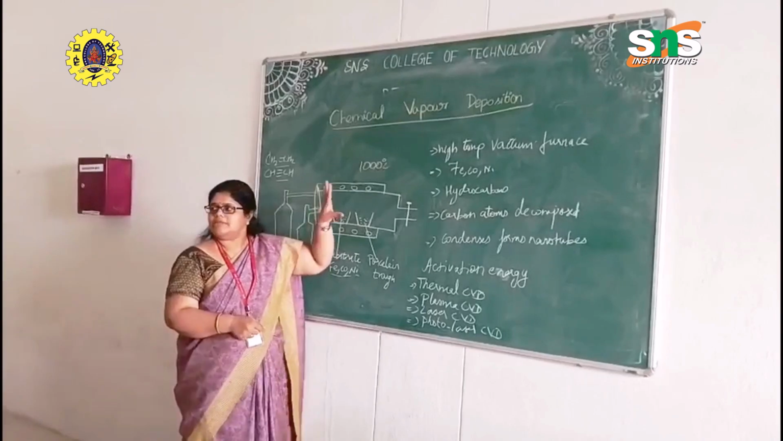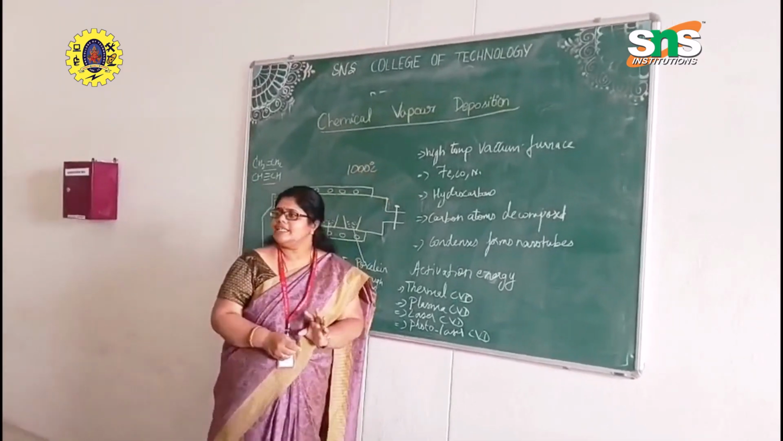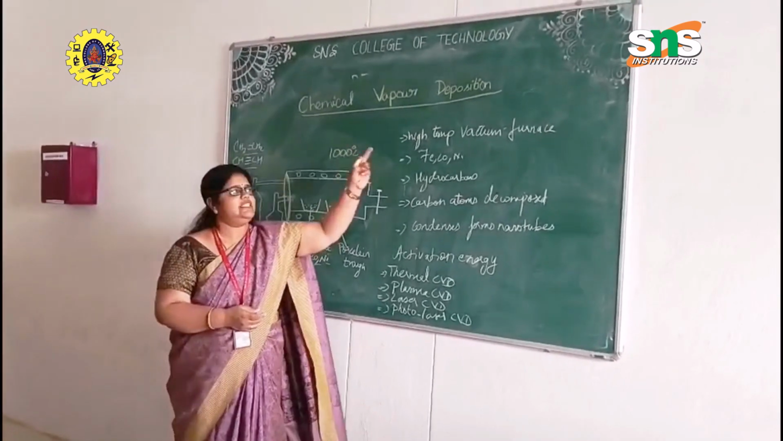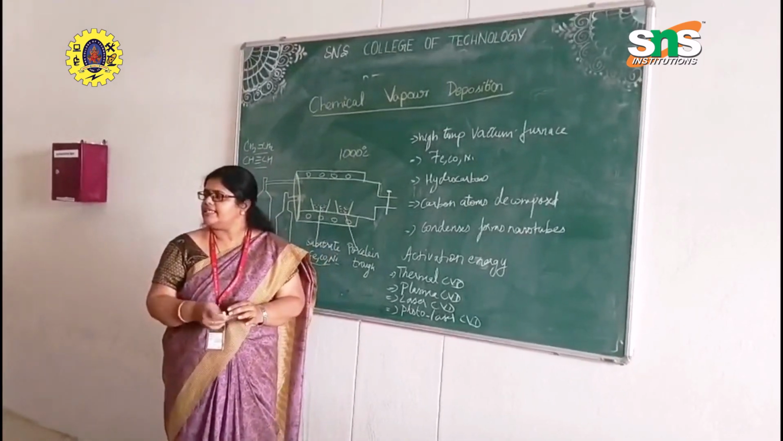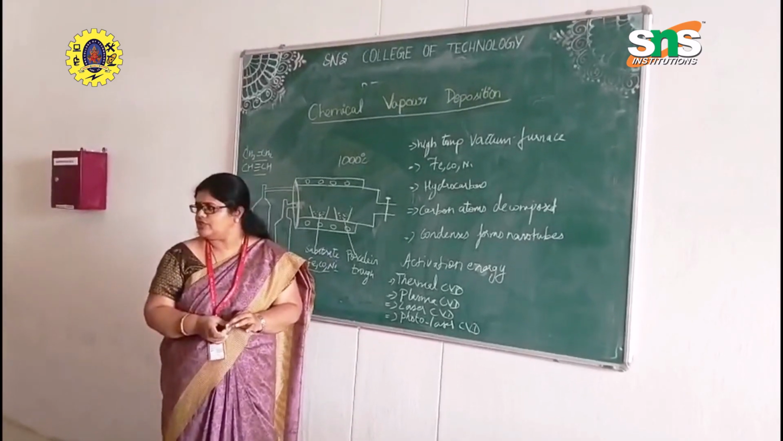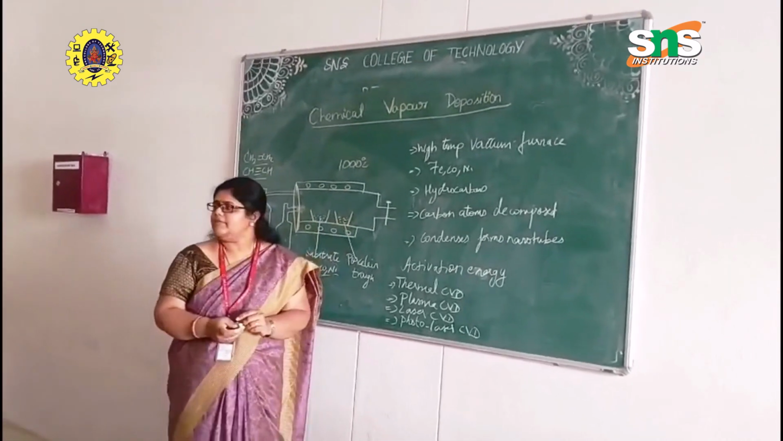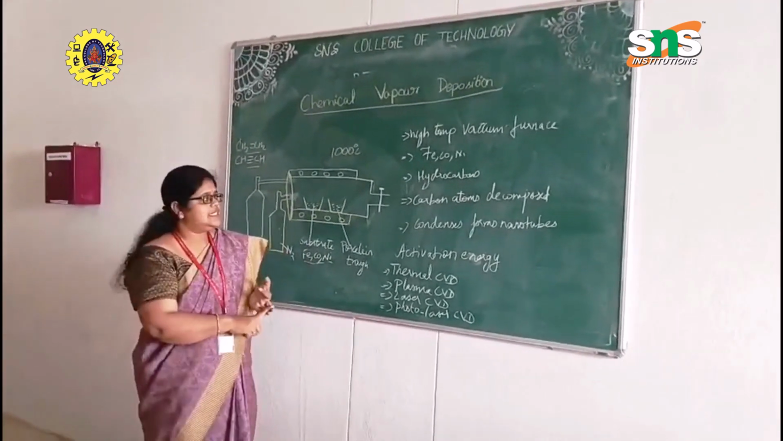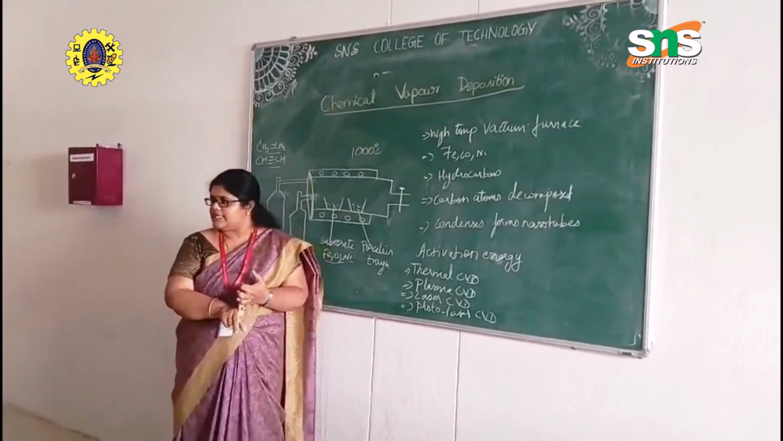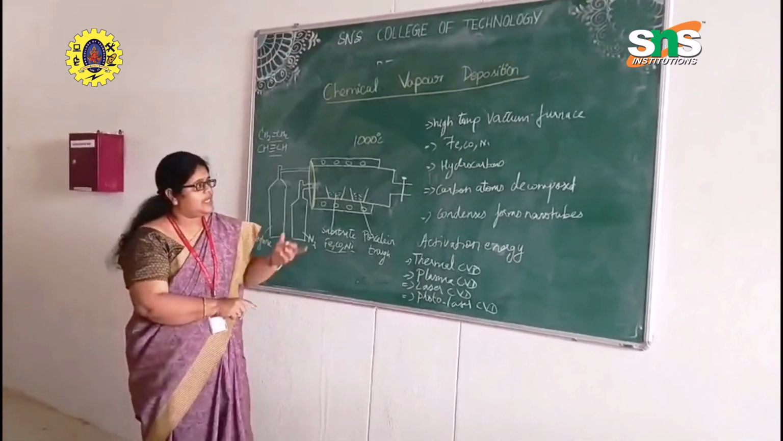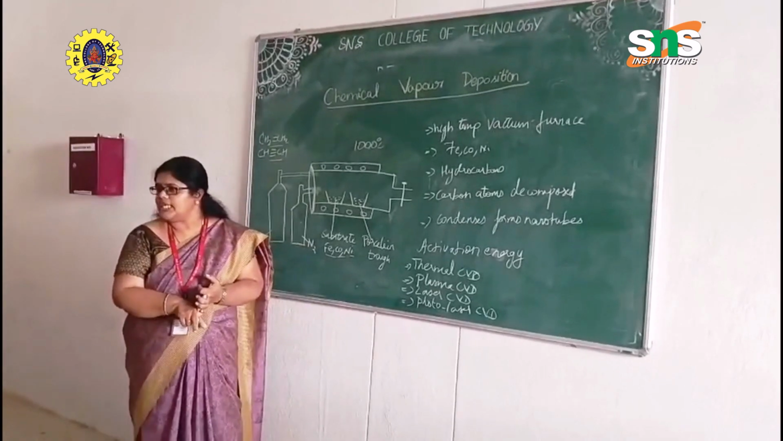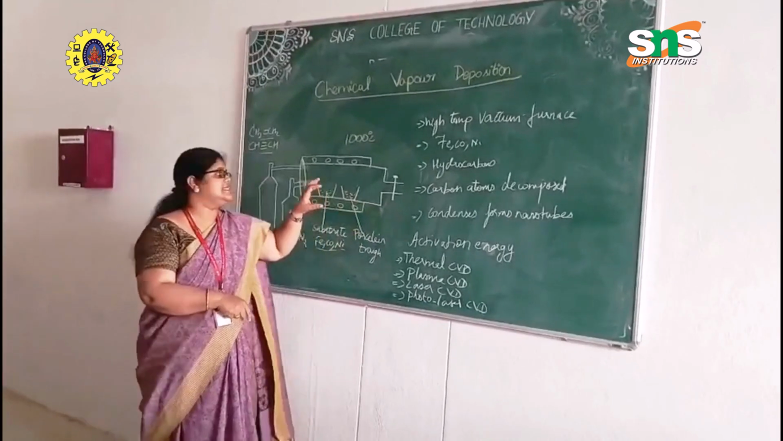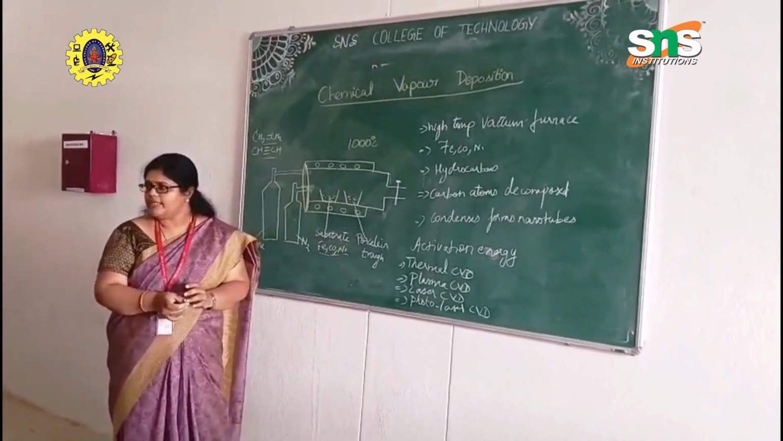So what are the different steps involved here? The first step is the vacuum chamber, maintained at a very high temperature of 1000 degrees centigrade. What is the second step? We use iron, cobalt and nickel as catalyst. In the third step, the hydrocarbons are sent into the vacuum chamber where the carbon atoms are decomposed at the very high temperature of 1000 degrees centigrade. In the next step, the carbon atoms condense into carbon nanotubes.